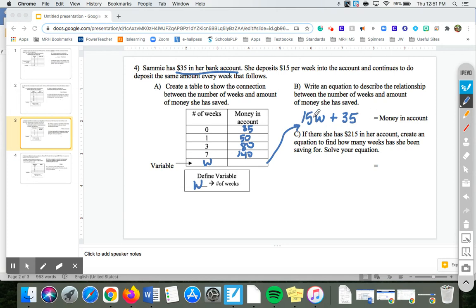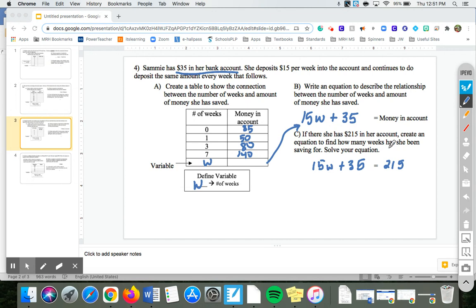So we can go that way, or on C, if we're asked to solve for W, solve for the number of weeks, we're told that she has $215 in her account, and that we want to create an equation to find how many weeks she has been saving. So now we're told how much money is in her account. So 215 goes in for the total. And then I'm just rewriting. I know that 15 multiplied by the number of weeks plus $35 would be equal to the total amount she has made.